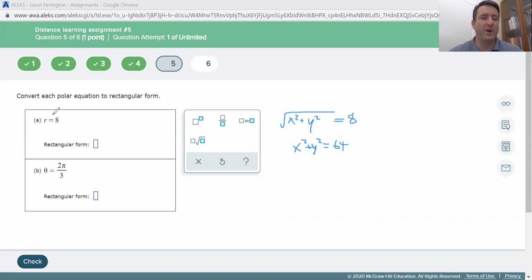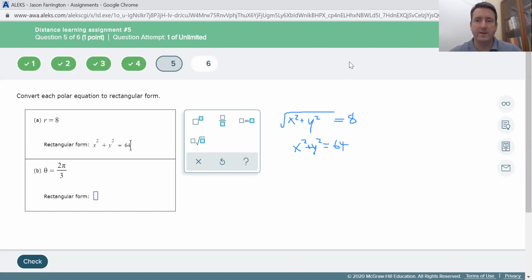You could also have squared both sides of the equation right here and gotten r squared equals 64, and then replaced r squared with x squared plus y squared. Either way works. So we get x squared plus y squared is equal to 64.